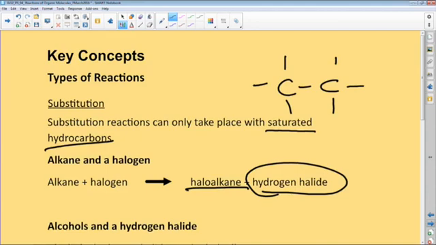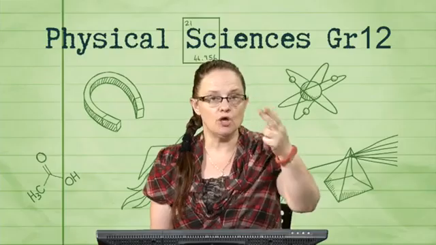Substitution gives me 2, because even though, say for example, this is bromine, I can only substitute 1 atom at a time, not 2. Which is why when the hydrogen comes off the alkane, it's got to go somewhere, which is to the bromine, which is why we get hydrogen bromide.